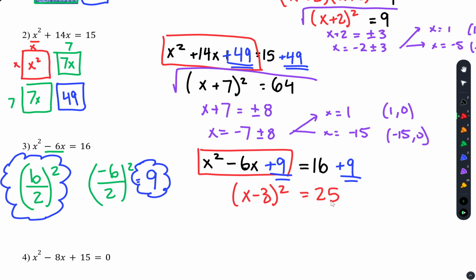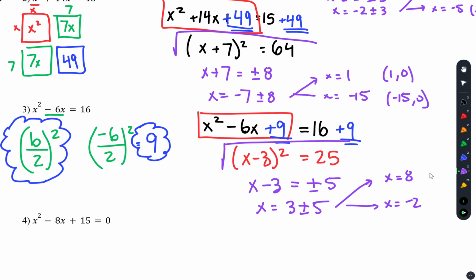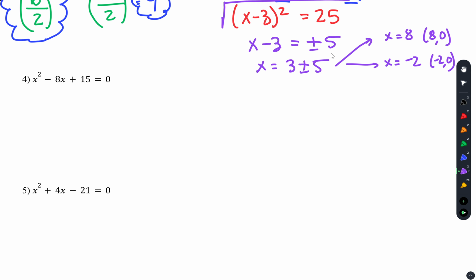All right, then we solve by square roots. Again, if we wanted to get that into vertex form, we would just move that 25 over to the correct side. This is x minus 3 equals plus or minus 5. x equals 3 plus or minus 5. We have two answers. x equals 8 and x equals negative 2, written as coordinates. All good so far. I got a bunch more.